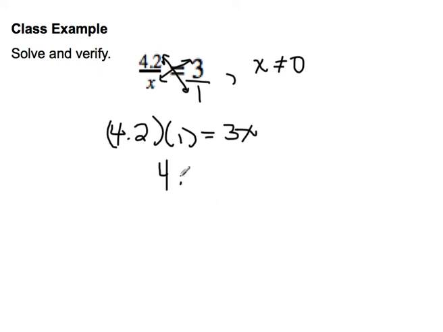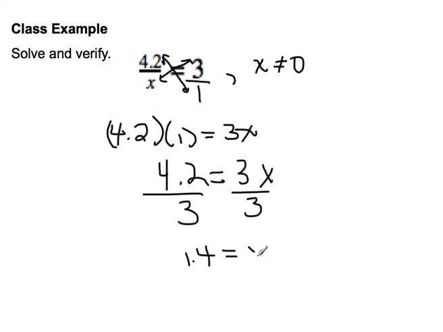So now I have 4.2 is equal to 3x. We're going to divide by 3. And we are going to get 1.4 is equal to x. We do always have to check to make sure that our solution doesn't conflict with our restriction of that denominator. And in this case it doesn't, so therefore it's a solution.